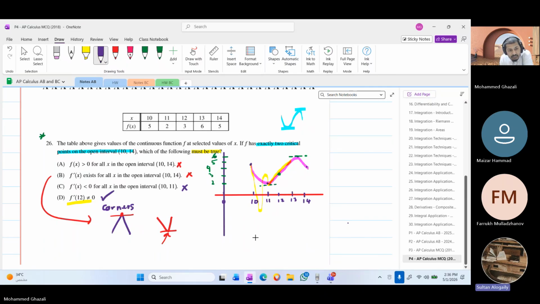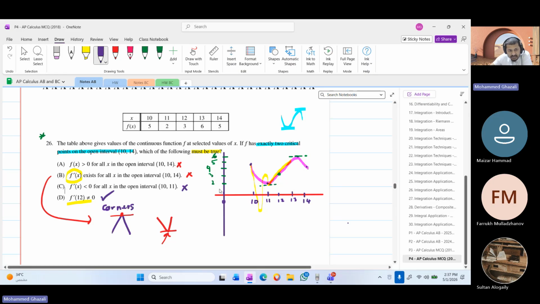Wait, how about B? F prime x exists for all x in the open interval. We don't know the function, we can draw it. I was talking about corners because of f prime x. Look at this. What if I have a vertex over here between 10 and 11, if I draw a graph like this? I can explain that to you. It's very simple. Look at this.